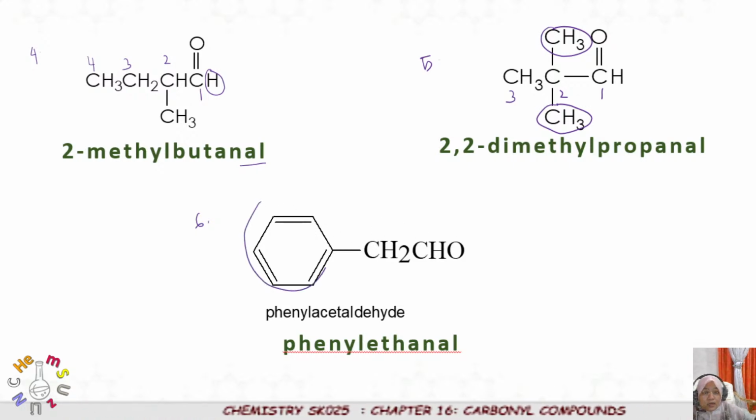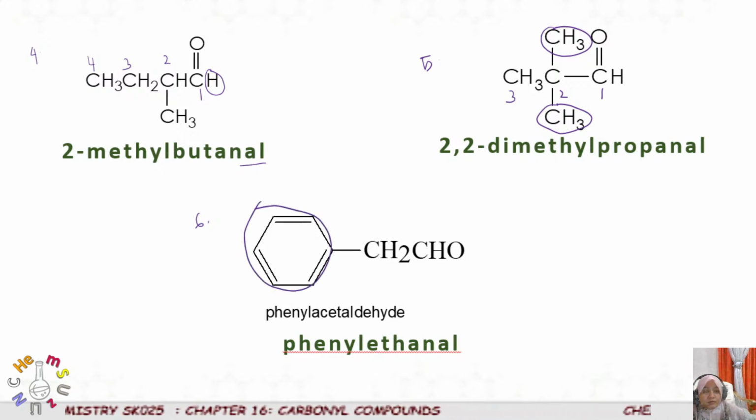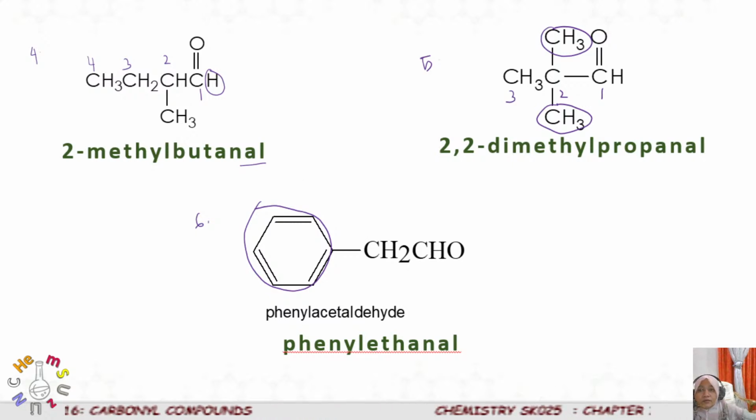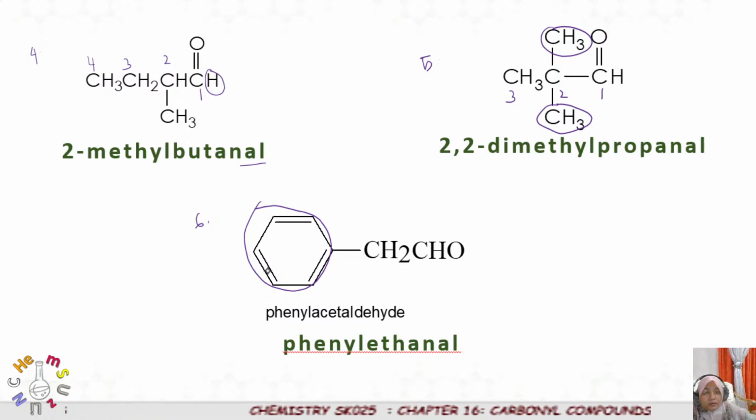Here we have the aromatic ring. At the aromatic ring, we have carbon 1, carbon 2. But we always give carbon number 1 to the carbon that has C double bond O. So this is carbon 1, this is carbon 2.